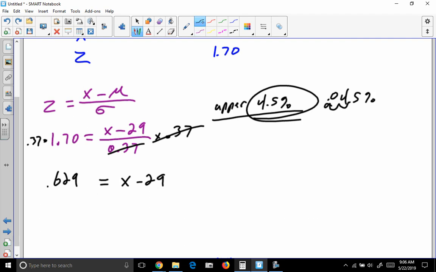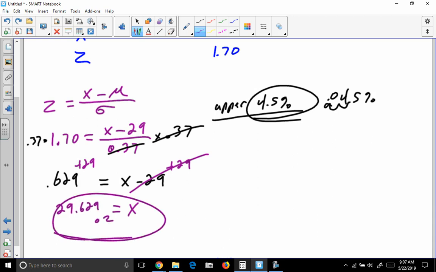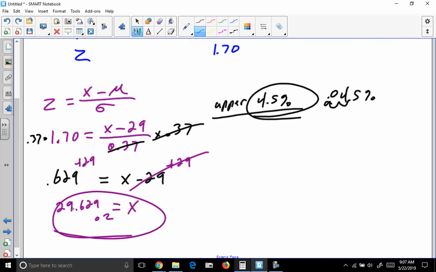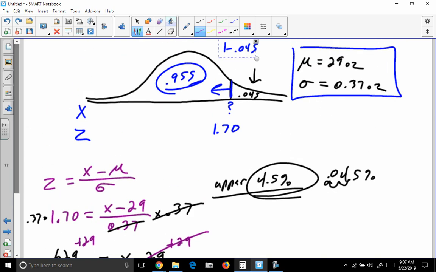If we add 29 to both sides, that's the opposite of subtracting, so that'll make that go away. So x will be whatever we get when we add those together. 29 plus 0.629 is 29.629 ounces. So according to our description, if a bag of carrots weighs more than 29.629, then it'll be in the upper 4.5%, and it's going to have to be repackaged.